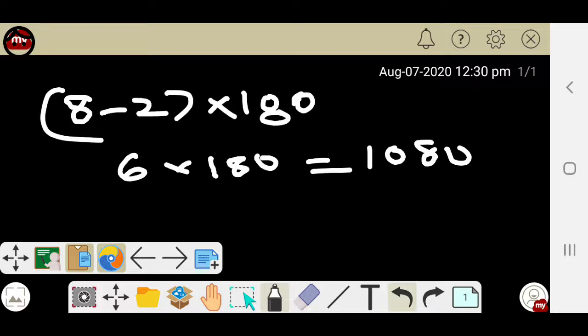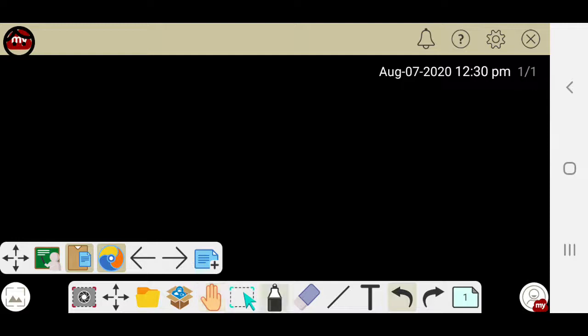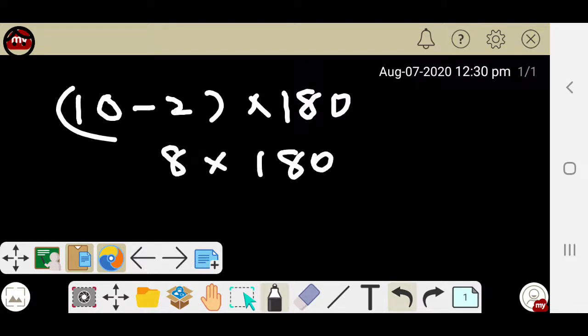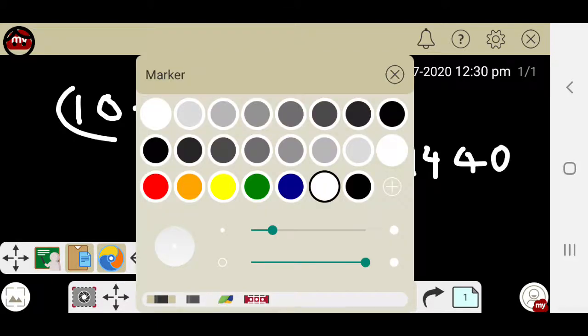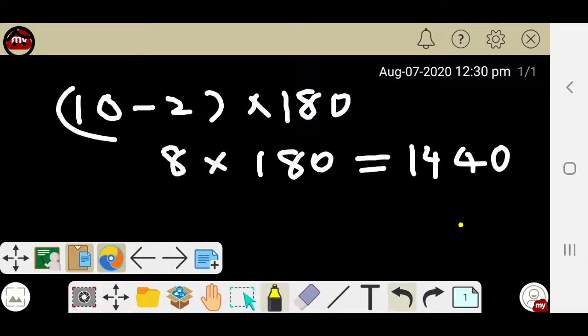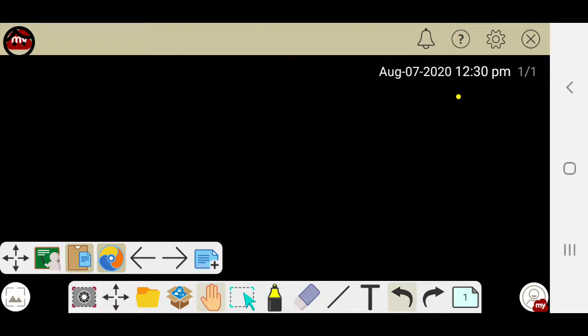Next, 10 sides. 10 minus 2 into 180. 10 minus 2 means 8, and 8 into 180 is 1440.